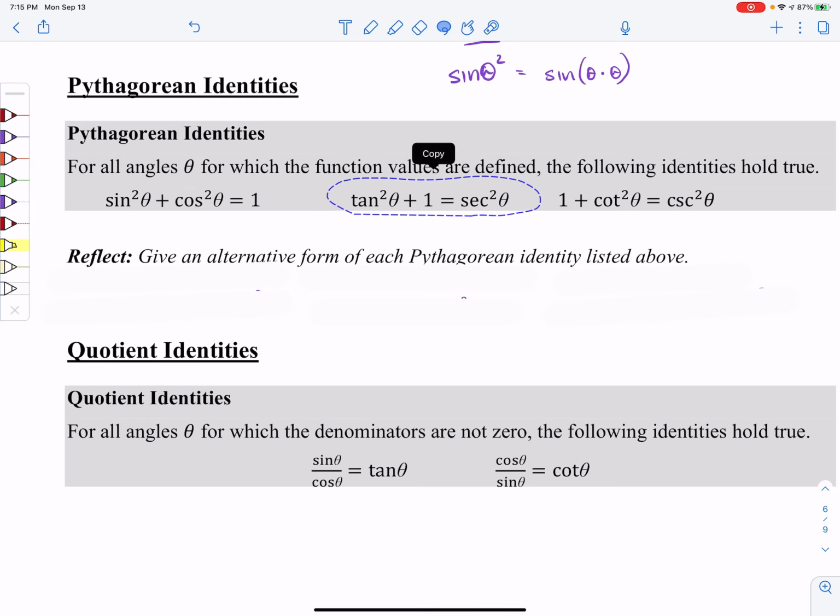This one, I usually write the 1 first. They're the same thing, but if I have 1 plus tangent squared theta equals secant squared theta, I have a sentence for that one, and I say that 1 truck is sensational. Okay, so using the first letters in the words there, 1 truck is sensational. That helps me to remember which one that one is.